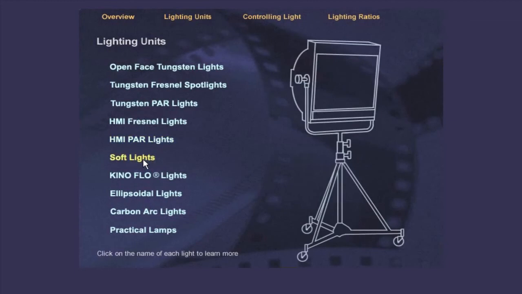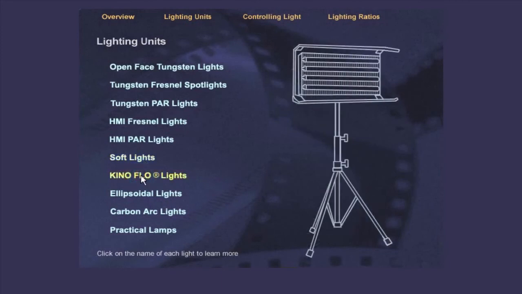Soft lights are open reflector lights that produce soft light with gradual shadows. Indirect light is bounced off a diffuse white surface. These are generally tungsten lights. Kino flow lights are fluorescent lighting systems for film production work. They operate on high-frequency ballast, which eliminates flicker problems. They are light and easy to rig.